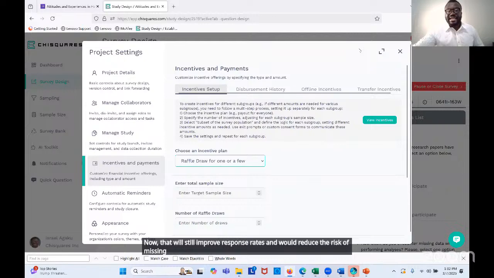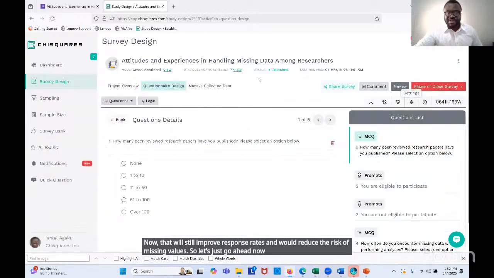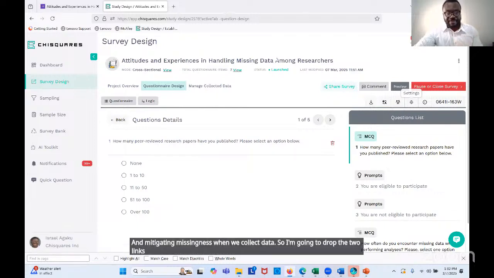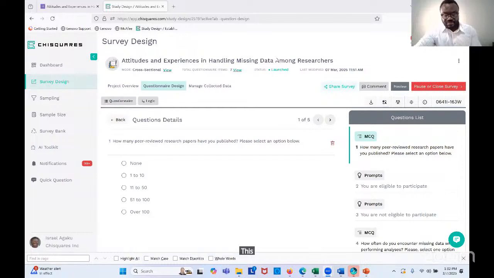So let's go ahead now and take these 2 surveys, so we can see what lessons we can draw from data capture and mitigating missingness when we collect data. I'm going to drop the 2 links here. That's the first link, for Google Forms.